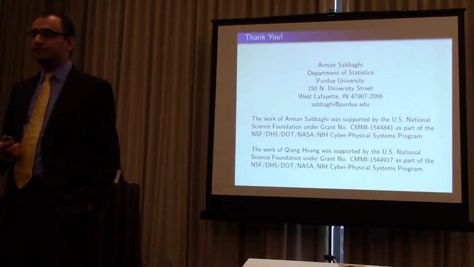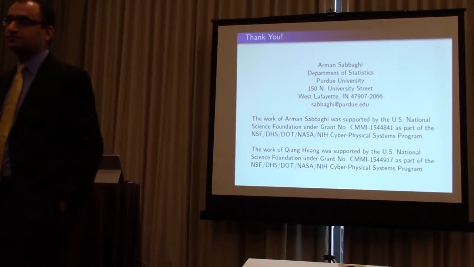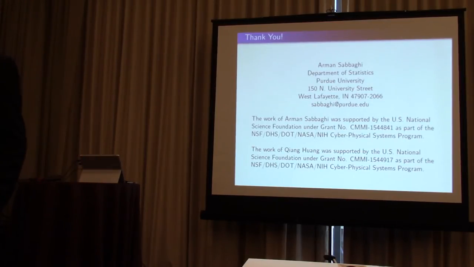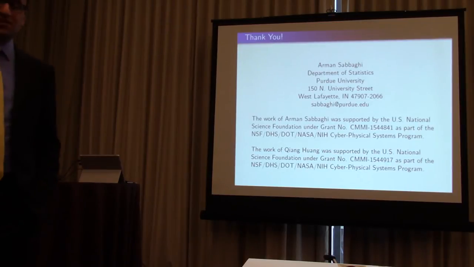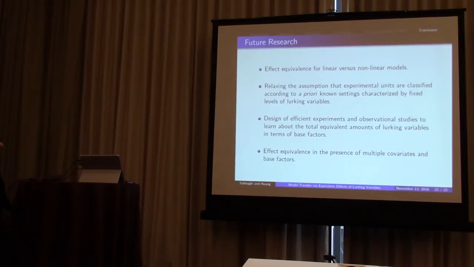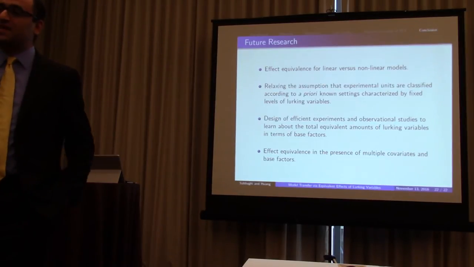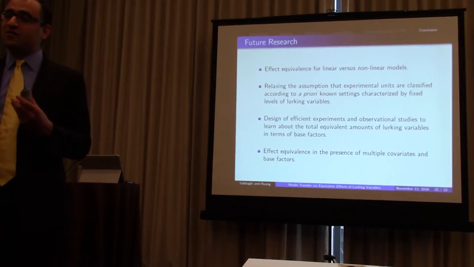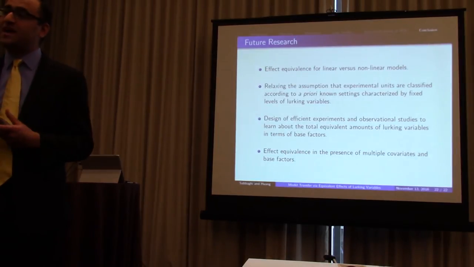When using equivalence methods, usually the system is equivalent to this one with respect to something. Correct. Do you have any insight into when you make the equivalences, the things that are not captured by the equivalence? That's a great question. And that goes back to the future research. When you have multiple covariates and multiple base factors, it's hard a priori to say what's equivalent to what other types of factors.